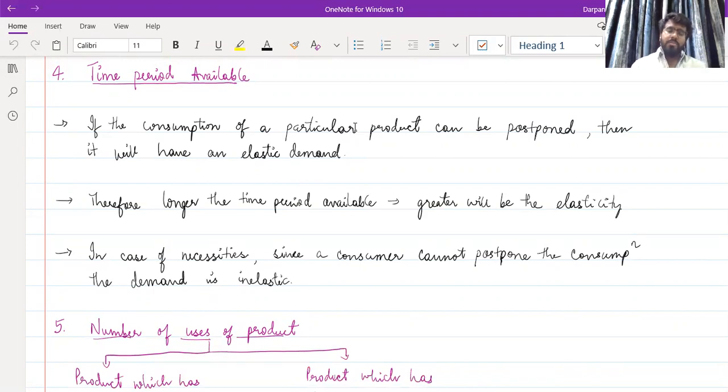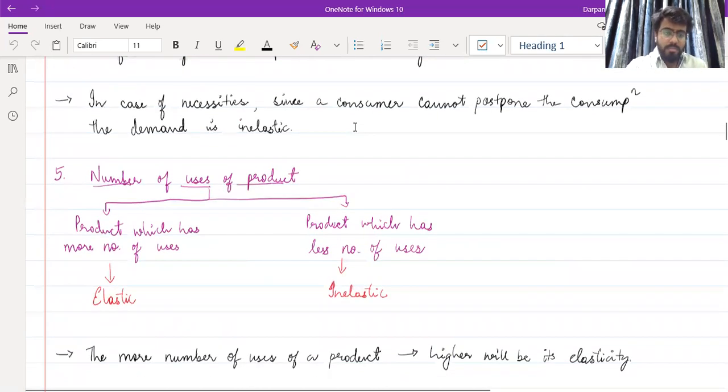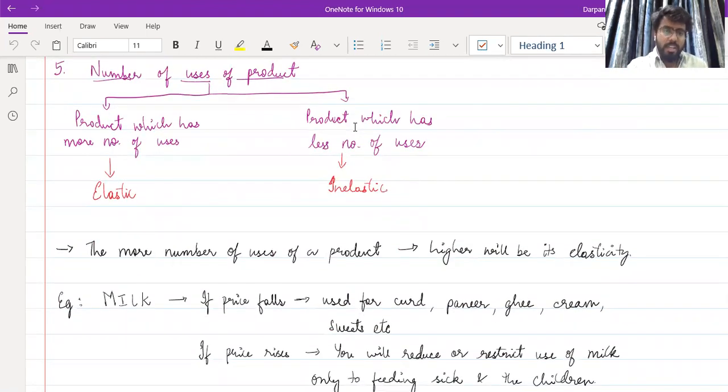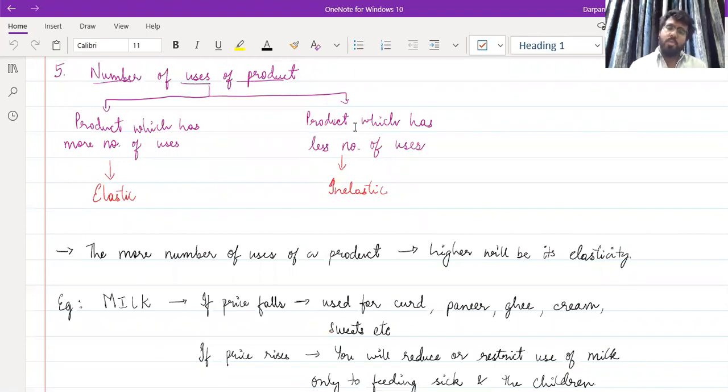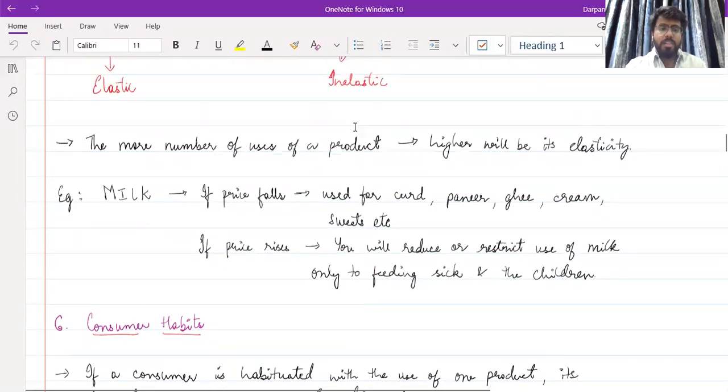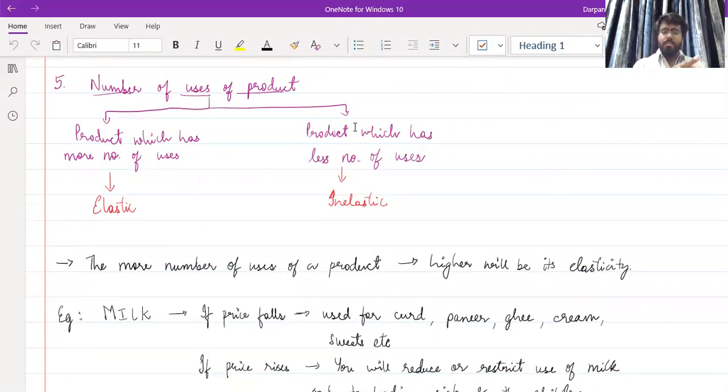Then time period available. If there's greater time available for me to consume that product, the elasticity will be more. But if I don't have the time, I have to consume it immediately. If the time period with me is not much, then obviously it'll have inelastic demand, right? If I cannot postpone the consumption, then it'll have an inelastic demand. Number of users. If there are more users, elasticity will be more. If there are fewer users, it will be relatively inelastic, right? And whenever these words are written, like in the fifth point where we wrote elastic and inelastic, this doesn't mean perfectly inelastic and perfectly elastic. This means relatively, right?